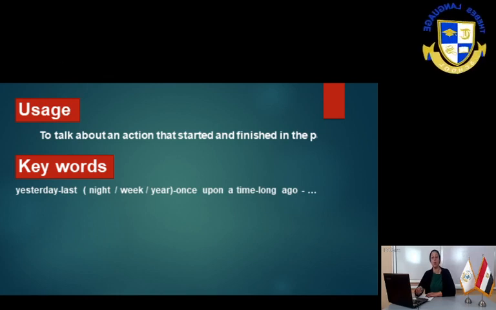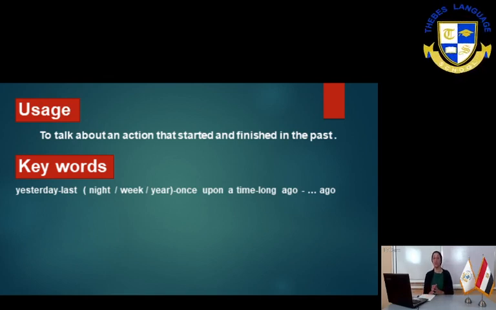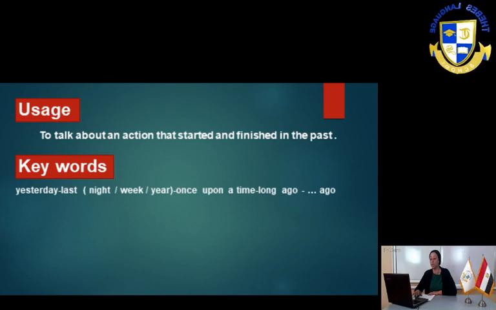So how can I know that a sentence is in the past simple, and that I should use the past simple tense here? We have got some keywords that we use. When we see them, we know that we should use the past simple tense. What are these keywords? Yesterday, last night, last week, last year, once upon a time, long ago, and ago.